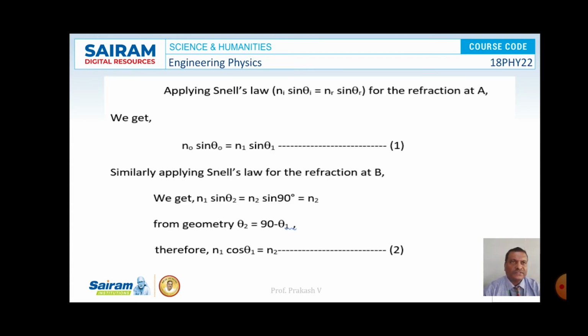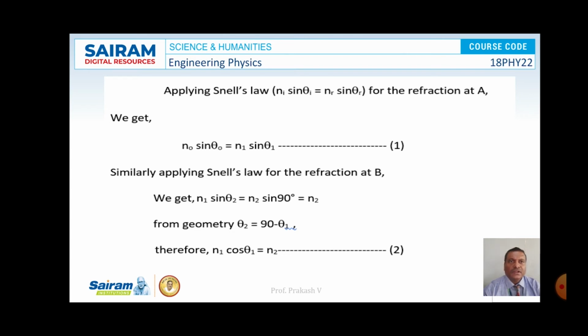By applying Snell's law for the beam, we can write n1 sin theta i is equal to nr sin theta r. That is for the incident beam from outside, n0 sin theta naught is equal to n1 sin theta 1. Consider this as equation number 1.